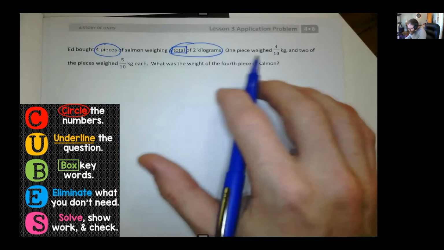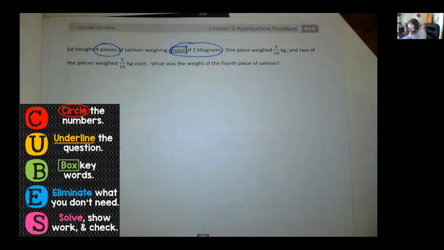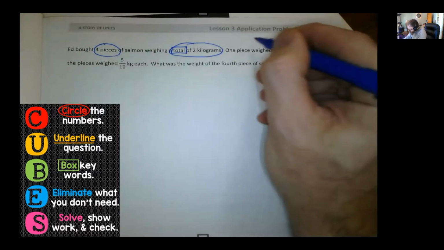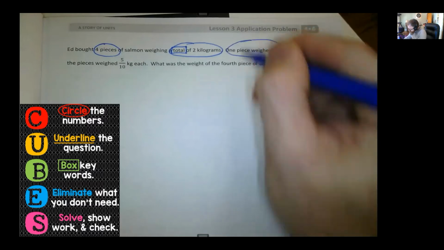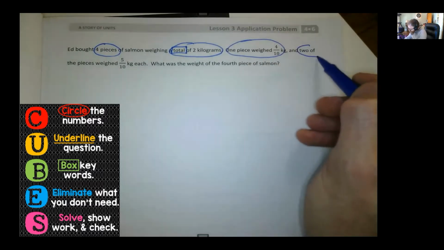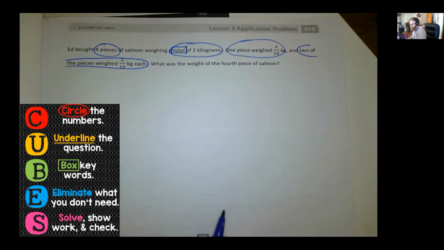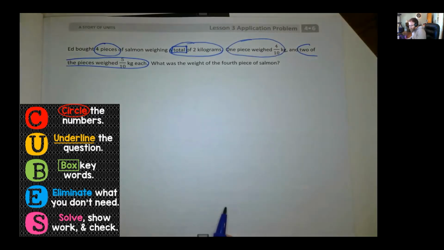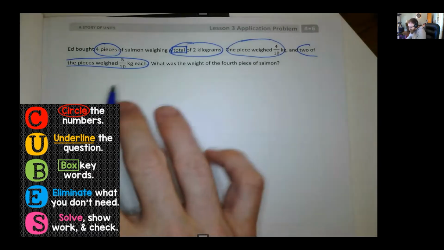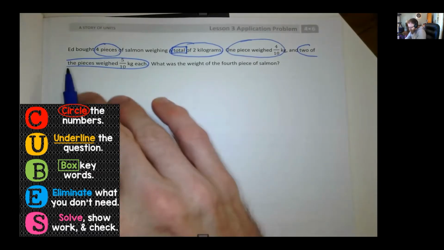Then we have information about how much 3 different pieces of salmon weigh, right? One piece weighed 4/10 of a kilogram. 2 of the pieces weighed 5/10 of a kilogram each. So they gave us information about 3 pieces of salmon. One that weighs 4/10 of a kilogram, and 2 pieces that each weigh the same, 5/10 of a kilogram.